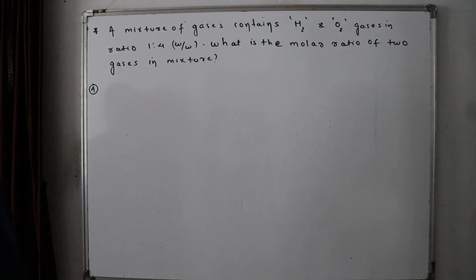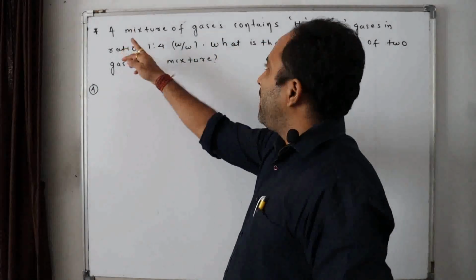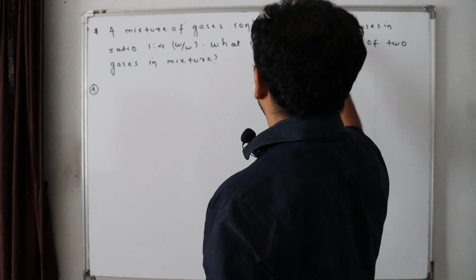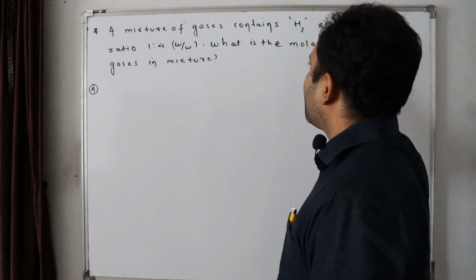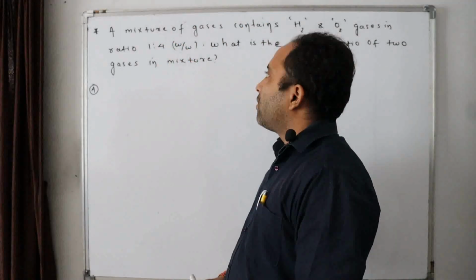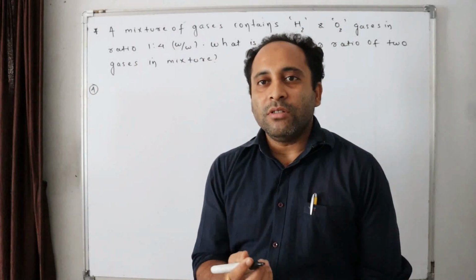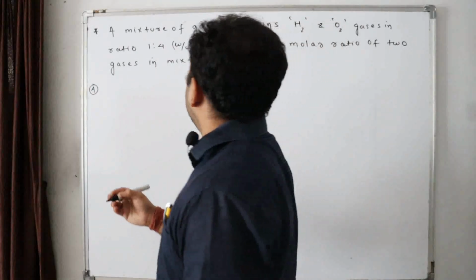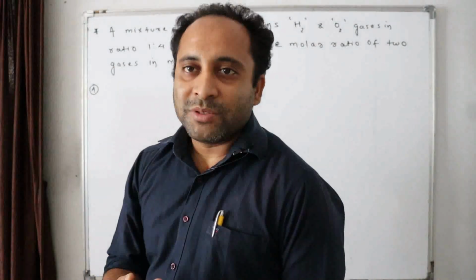Now come to this question. What is the question? A mixture of gases contains hydrogen and oxygen gas in ratio 1:4. That is W by W, meaning by weight. What is the ratio? 1:4. What is the molar ratio of the two gases in the mixture? What is the molar ratio?